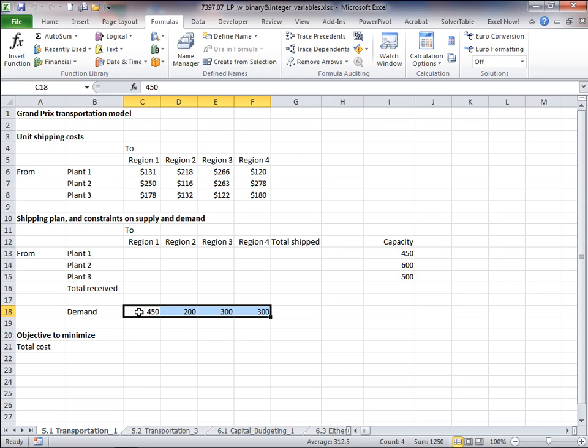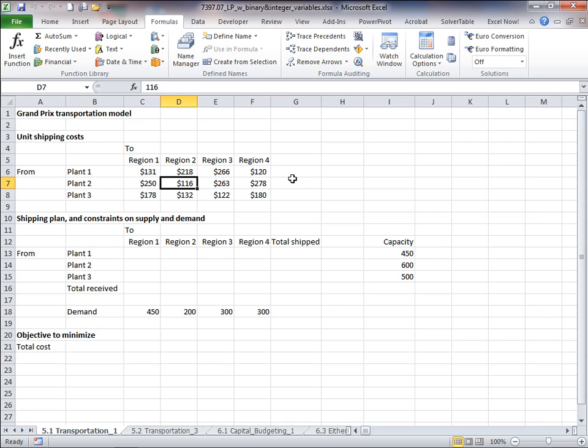Exactly. What he said was, look at your cost table here and figure out where the lowest cost is to start with. All right? So what's the lowest cost to start with? 120. It's plant 1 to region 4. Oh, there's a 116? I'm sorry. Yeah, there is a 116. Okay, so there's 116. Plant 2 to region 2.